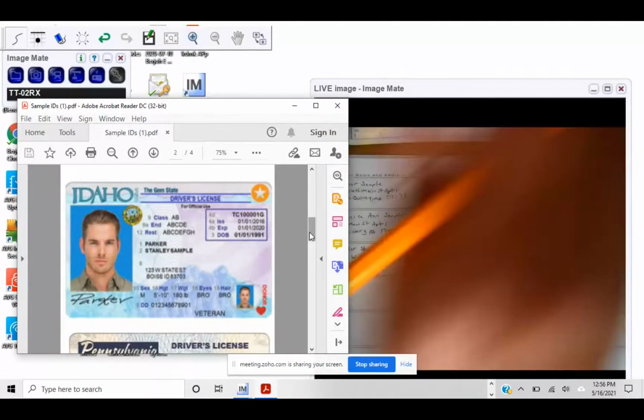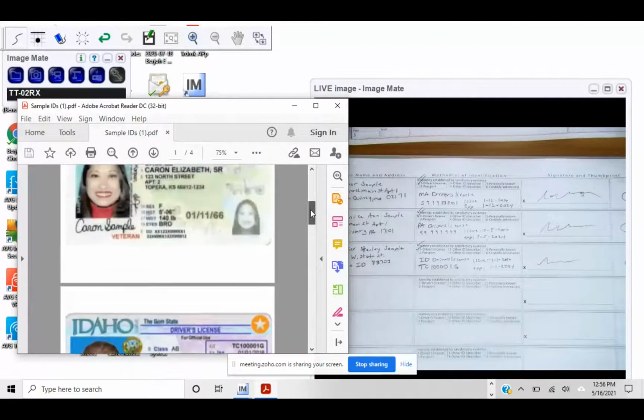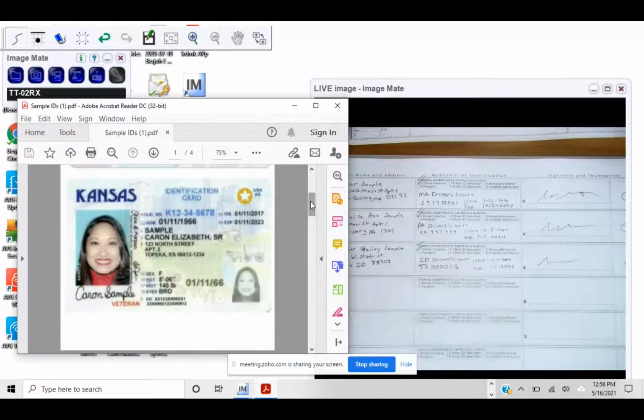You guys done with Parker? You can go to the witnesses. Yes. Okay, two witnesses. Let's go to the witness. We have our witness one, Karen Elizabeth Sample.